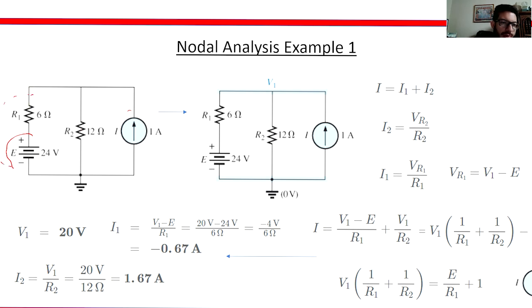You can convert this branch to an equivalent resistance of a source in parallel with a resistor. Now you have the 12 ohm resistor, which is this one, and then you have the current, and then connect them. You can do something similar there, but you can also use the nodal analysis. And the nodal analysis is pretty simple.